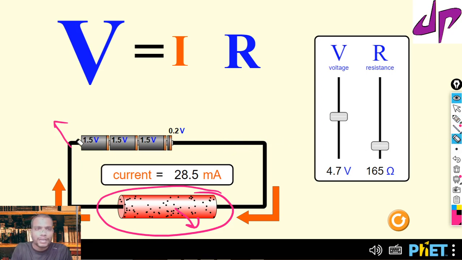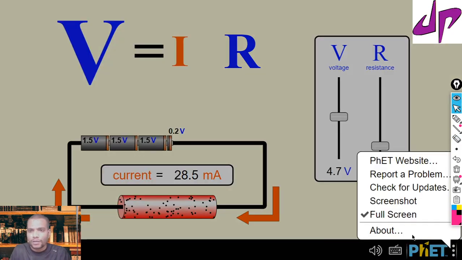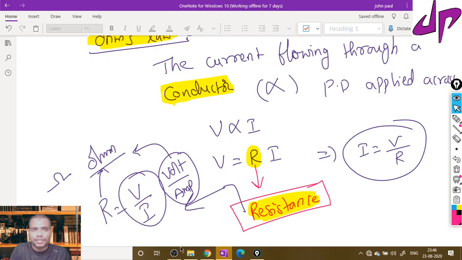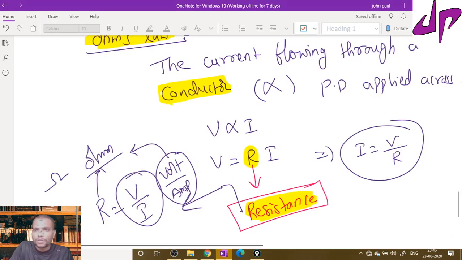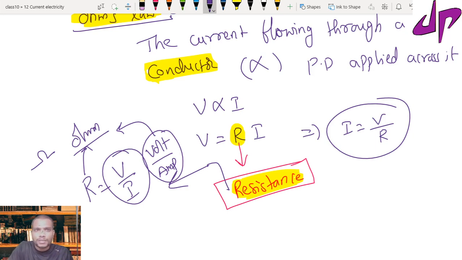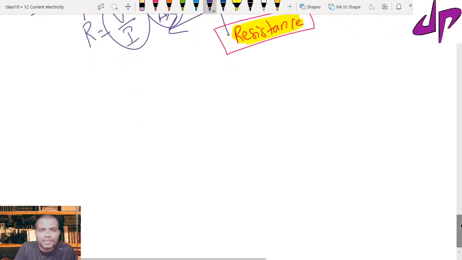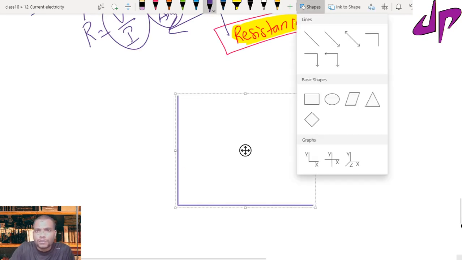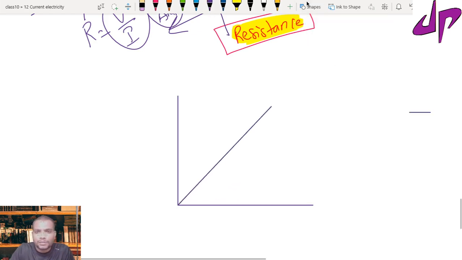From Ohm's law we can define that voltage is directly proportional to current. If you draw a graphical representation for Ohm's law, we plot the voltage versus current curve. By plotting that graph, it always gives proportionality. If you take voltage versus current, it gives a straight line, a straight line passing through the origin.